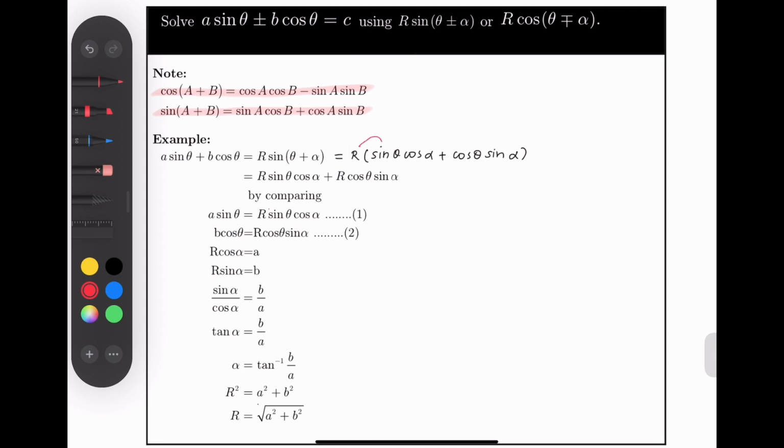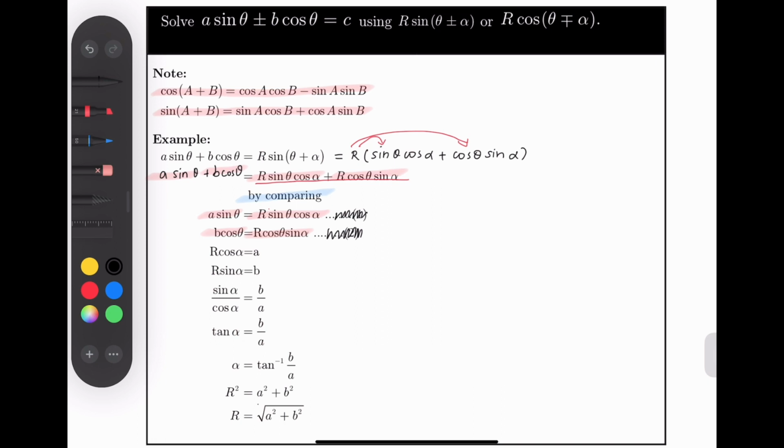Next, you need to expand the R. So it becomes R sin theta cos alpha plus R cos theta sin alpha on the right hand side. The left hand side you're going to get A sin theta plus B cos theta. Then we're going to compare. On the left hand side, you have A sin theta, we compare with R sin theta cos alpha. Next, we have B cos theta, compared with R cos theta sin alpha.